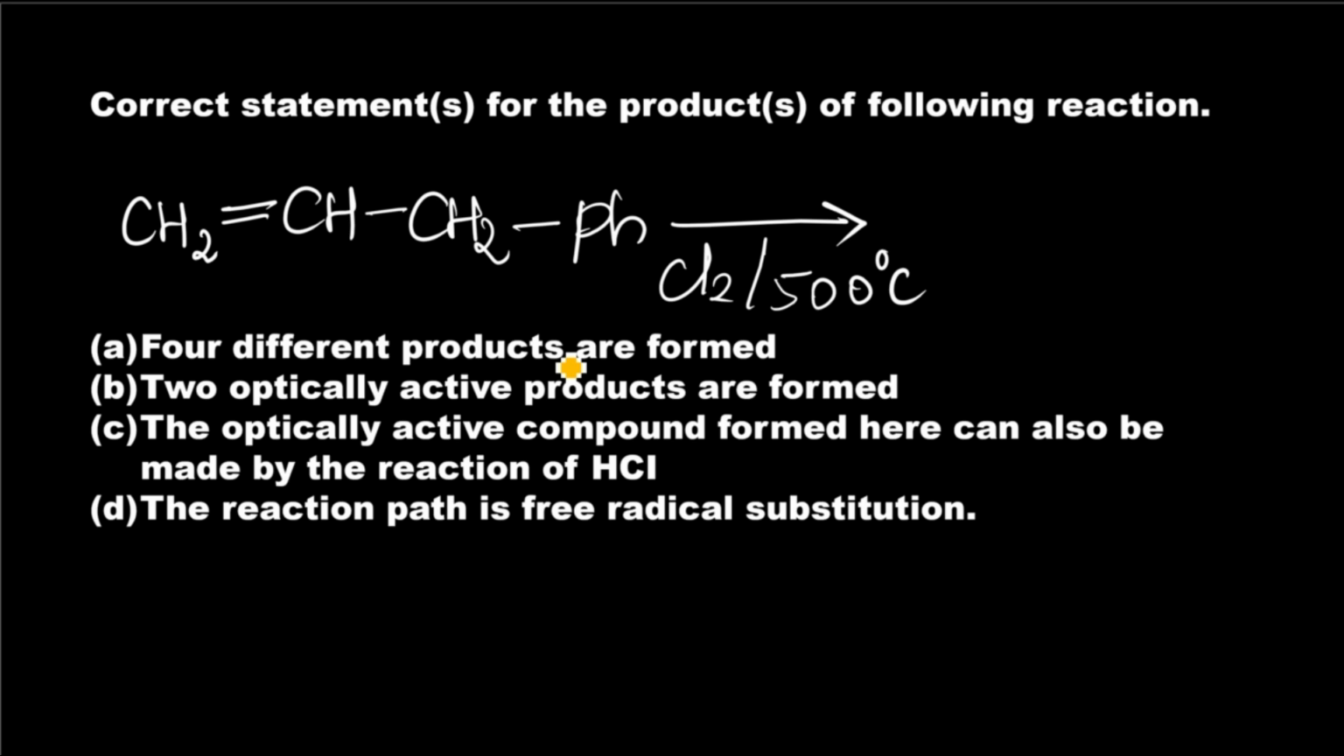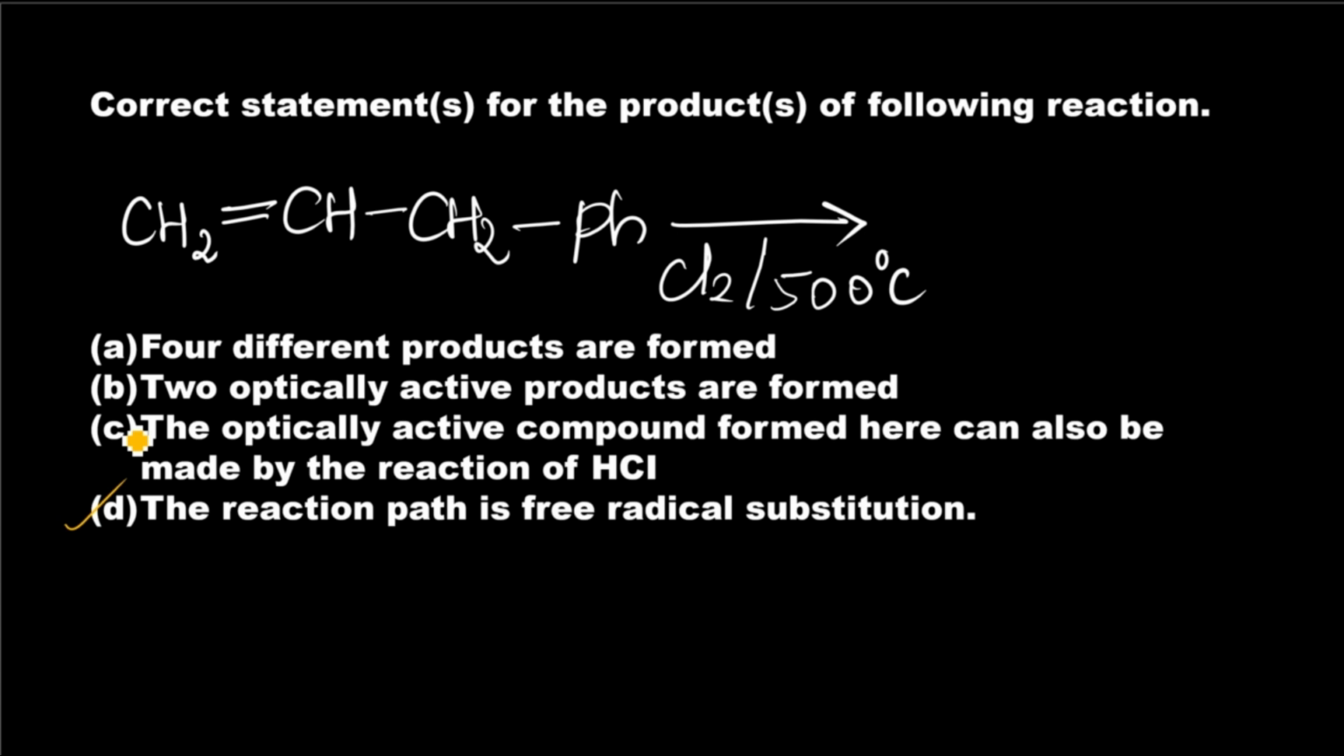The options are pretty different from JEE Main, isn't it? 4 different products are formed, 2 optically active products are formed. The optically active compound formed here can also be made by the reaction of HCl, and the reaction path is free radical substitution. Obviously, this is free radical substitution that we know. So option D is right.